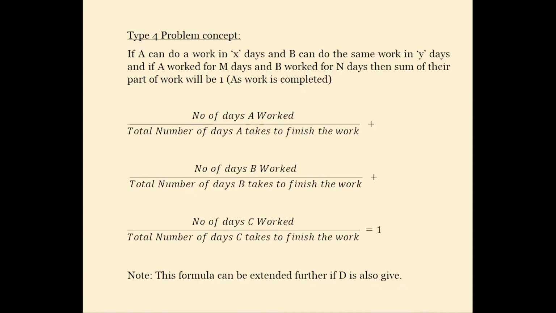So let's formulate this, right? Whenever this part of the work questions comes, we always work in that way. In the numerator we'll write how many days A works. So number of days A worked divided by the total number of days A can finish the work, plus number of days B worked divided by the total number of days B alone can finish the work, plus if C or D is there, we can keep on adding, and it is equal to 1. So A's part of work plus B's part of work will be equal to 1. These kinds of questions we can easily solve by using this formula.